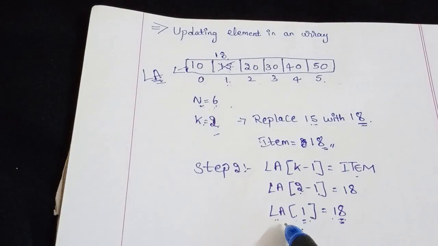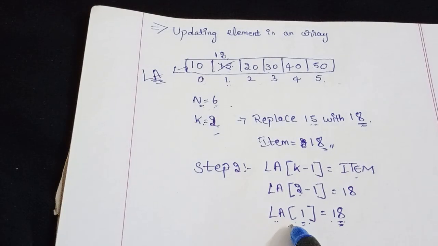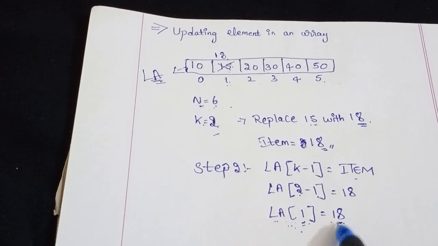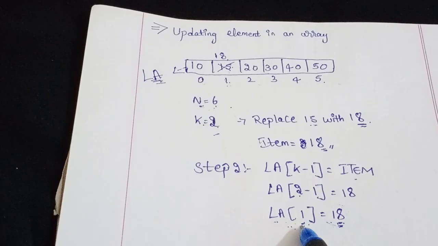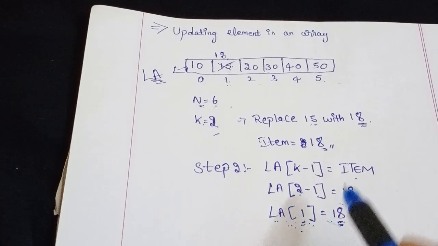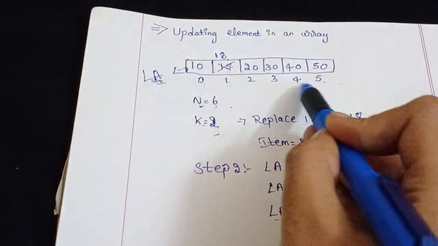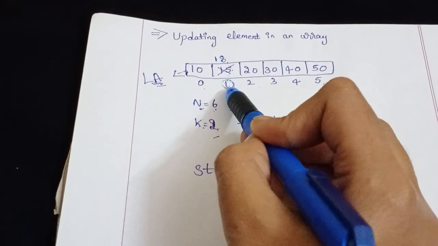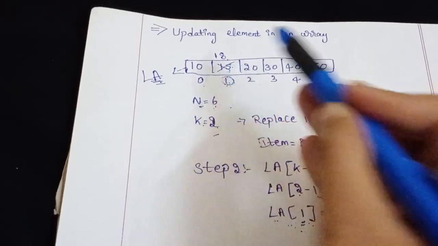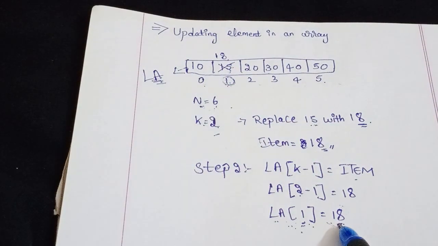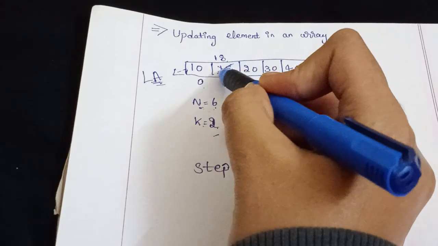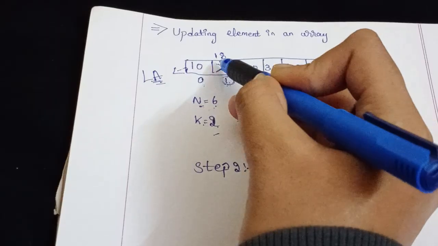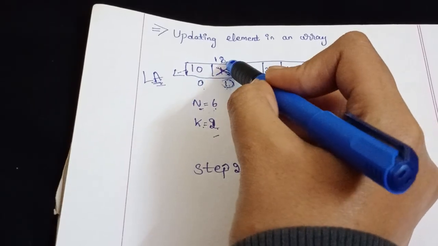See, once again I will explain this step. Here what it says is at the position LA 1 you need to have the element 18. Number value 18 you need to have in this LA 1 position. So my LA is nothing but the array name. The LA array is this. At the position 1 before I was having 15. Now they said you need to have 18. So I will not store the value 15. I will store the new value, that is 18. So this is not stored, only 18 is stored.